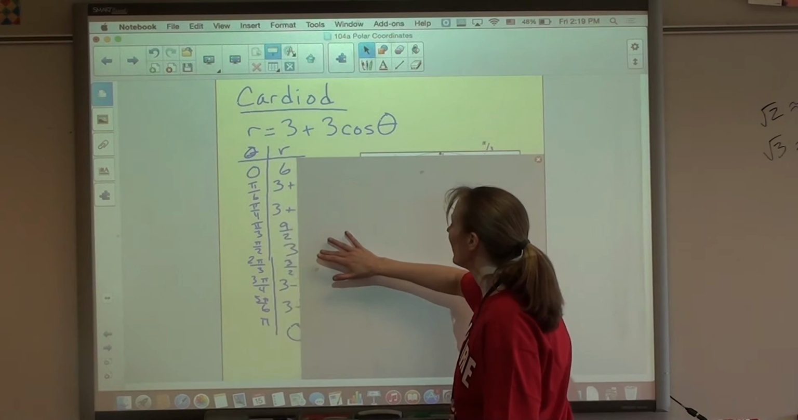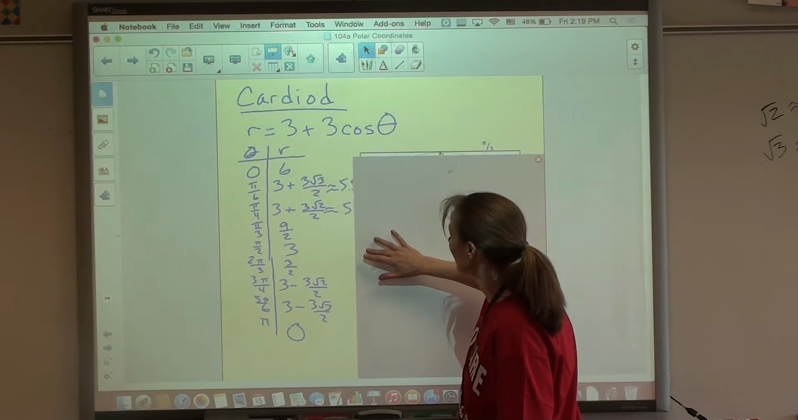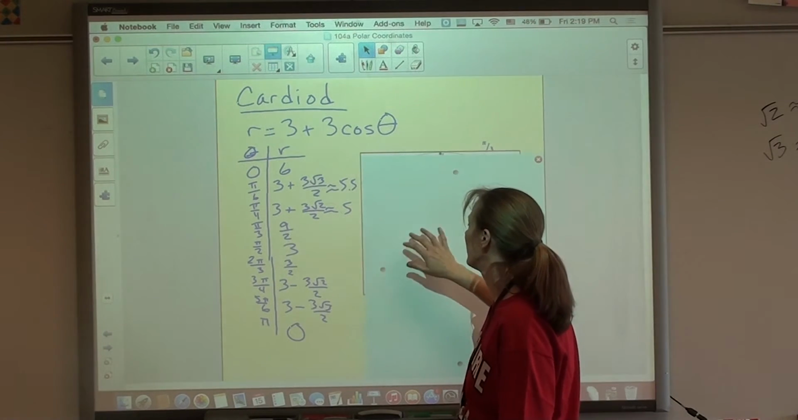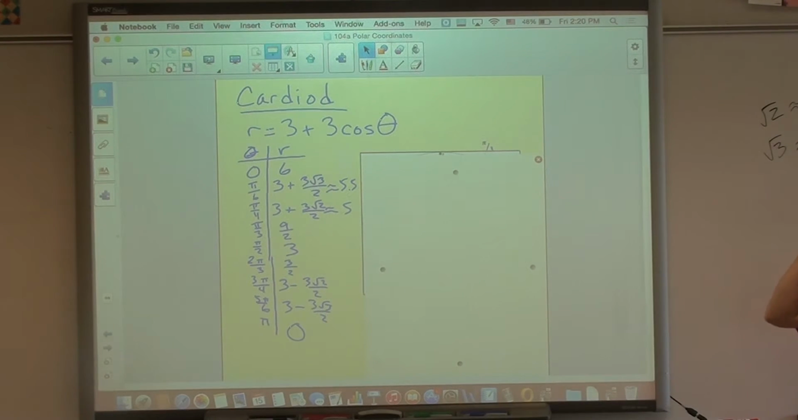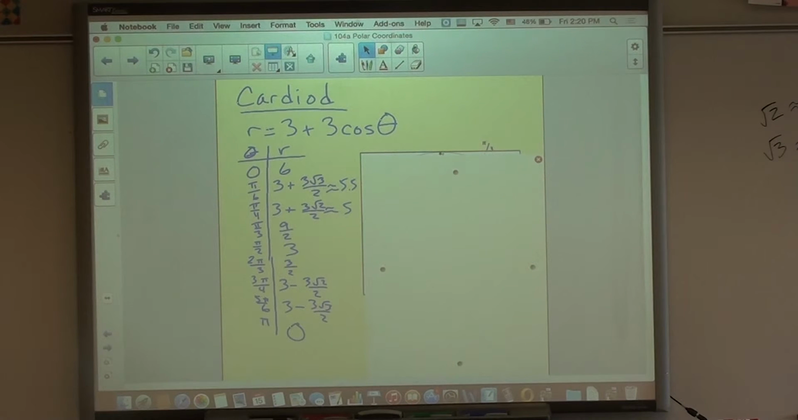Alright, so check your R values. And then, once you have it, I want you to sketch your graph.